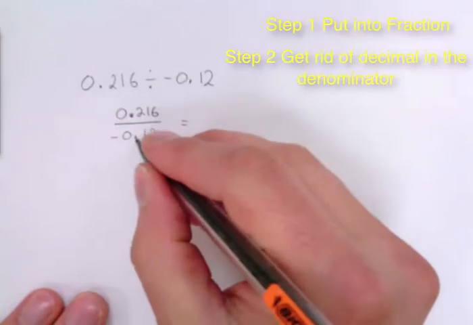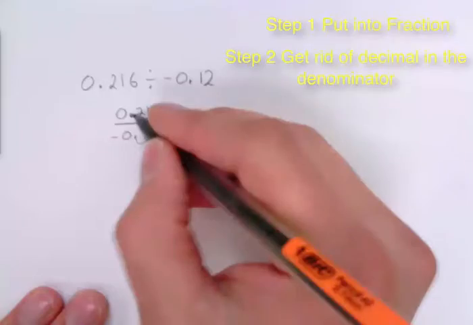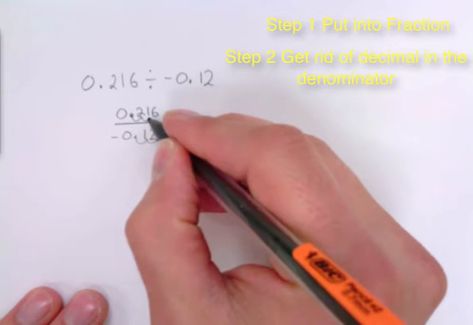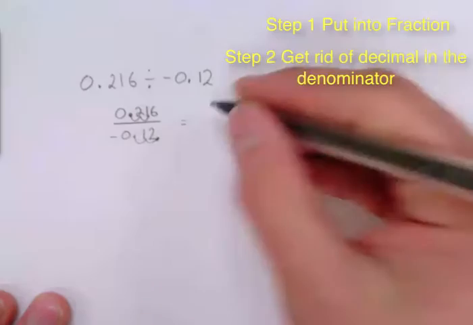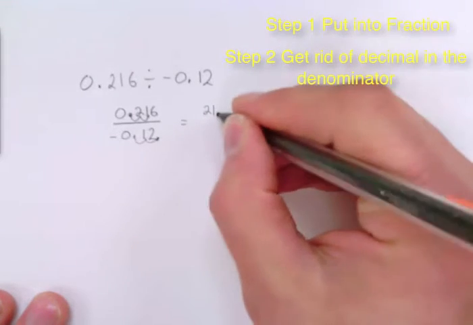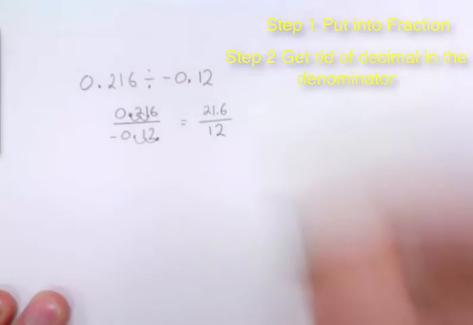So I'm going to multiply this by 100, or by 10 twice, to move the decimal over twice. So I'm moving the decimal over twice on the top as well. So timesing by 100, or timesing by 10 twice. Okay? So that's going to end up giving me 21.6 over 12. Alright?